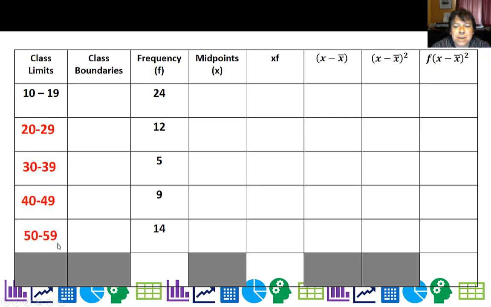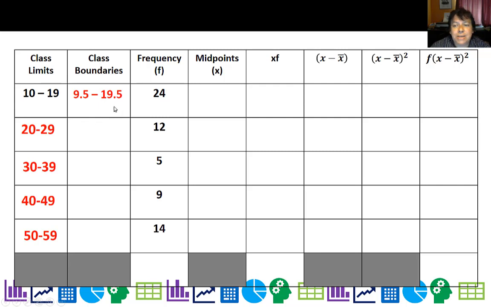And so we have 50 to 59. Mrs. Overman's down in here. All right, what are my class boundaries? Well, I go a half unit before the 10 and a half unit after the 19. So my class boundaries have to be a teensy bit bigger on each side so that this fits in that.